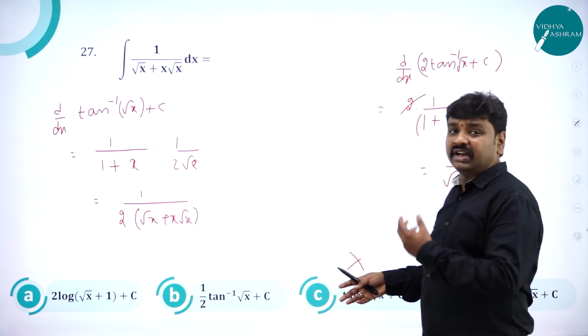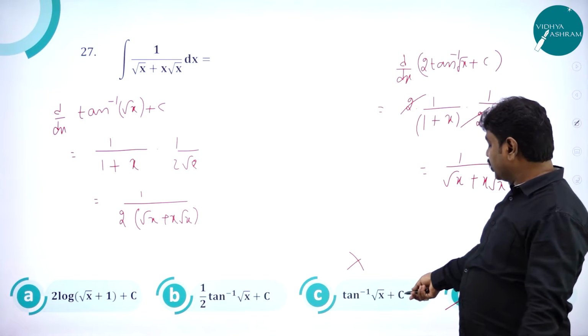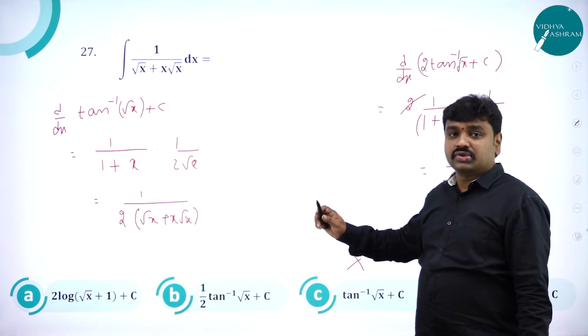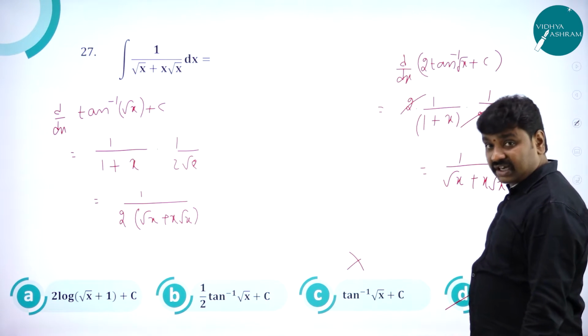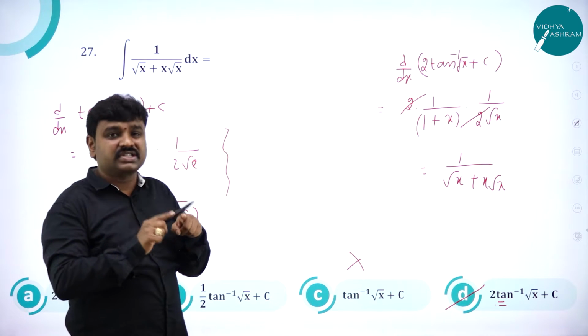So the answer may be tan, and pick the simplest function which you can differentiate faster. So tan inverse root x I took, but 2 was missing. So I decided if I take 2 tan inverse root x, I'll get the answer. Selecting options plays a key role so that you can save time.